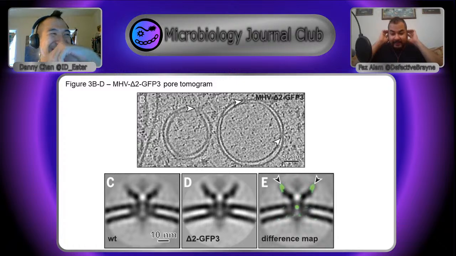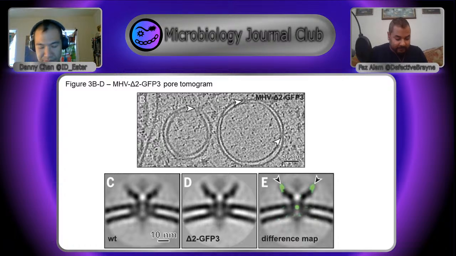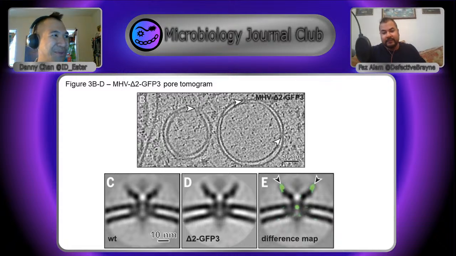So figure 3BD, which again looks more in depth at the pore. Yeah. So this is something that's easier to see, right? Between C and D, we can see the difference between the wild type and the GFP. And they even highlighted it with this difference map. Yes.